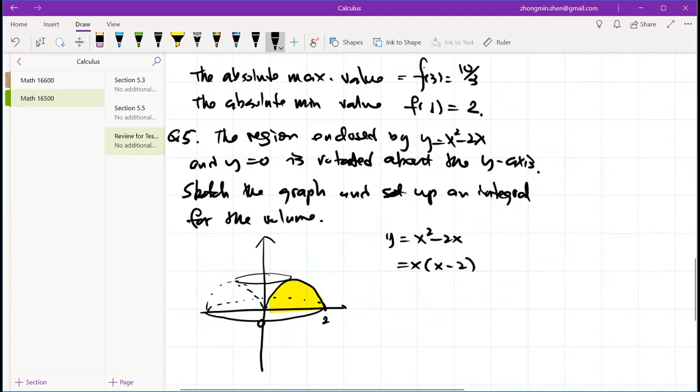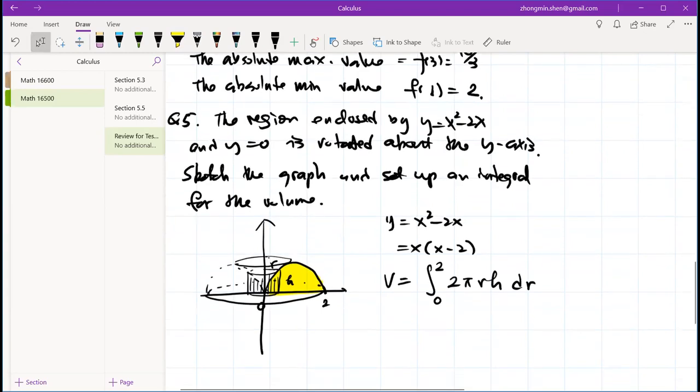So the best method to solve this problem is to use cylindrical shells. You draw the cylinder, here's the height h, and the radius is r. The volume formula is going to be the integral of 2 pi r h dr. Imagine the cylinder increases from the smallest one to the larger one, so r is going to be from 0 to 2.